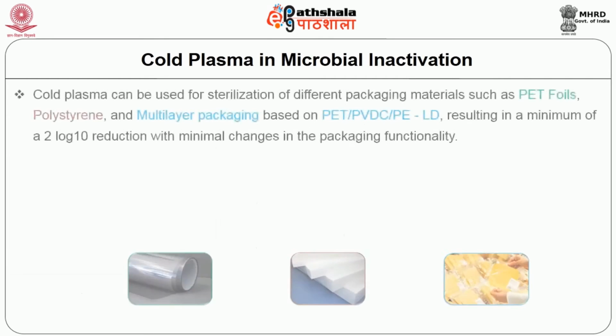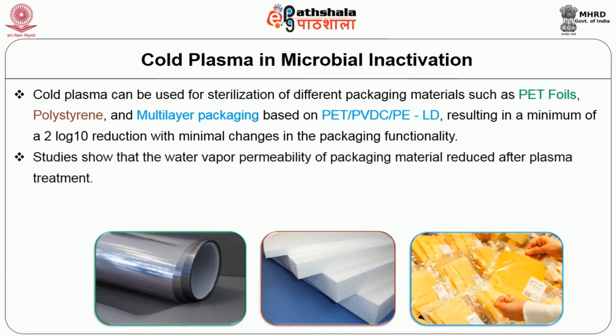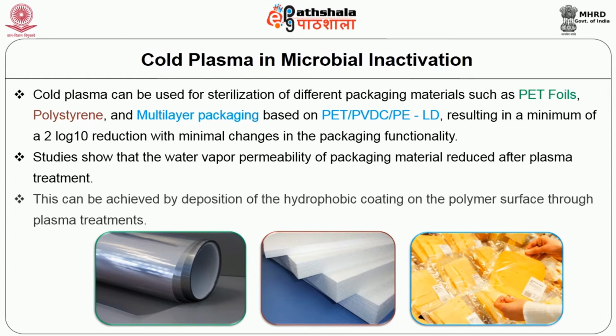This method is used to sterilize packaging materials such as plastic bottles, lids and films without affecting their properties. Cold plasma can be used for sterilization of different packaging materials such as PET foils, polystyrene and multi-layer packaging based on PET, PVDC, PE, resulting in a minimum of 2 log reduction with minimal changes in the packaging functionality. Studies show that the water vapor permeability of packaging material is reduced after plasma treatment. This can be achieved by deposition of a hydrophobic coating on the polymer surface through the plasma treatment.